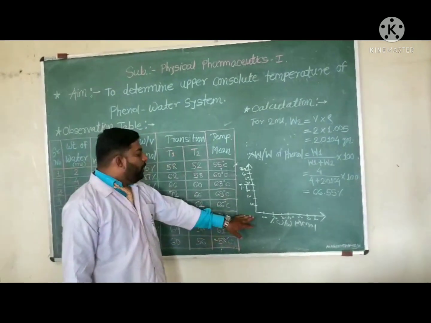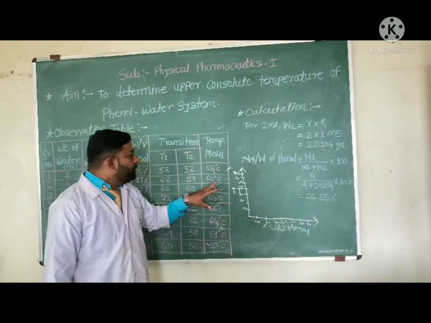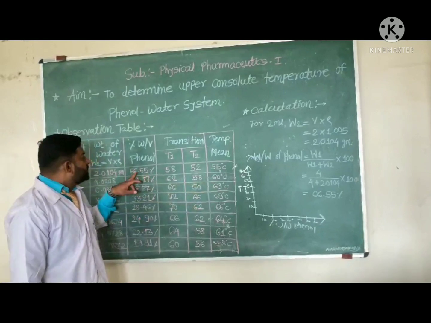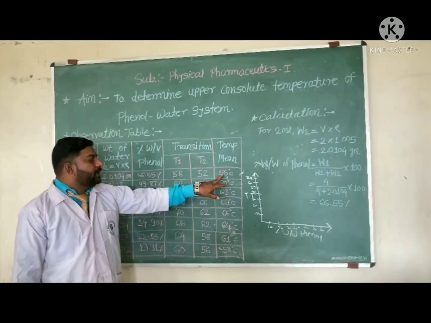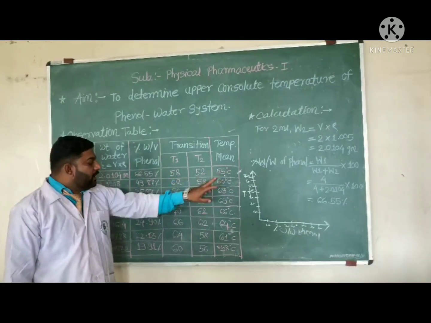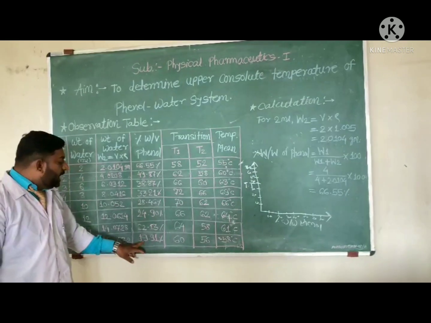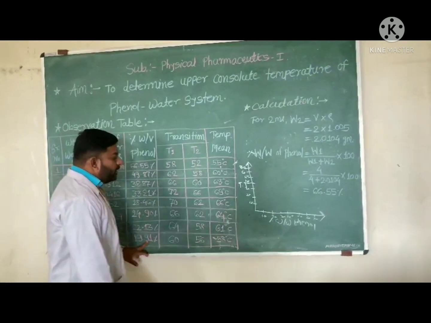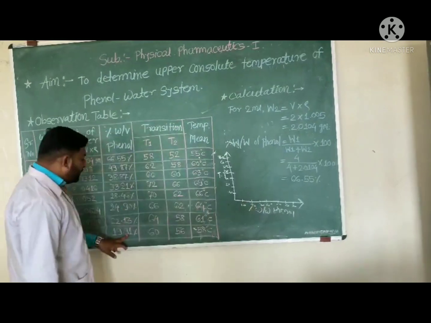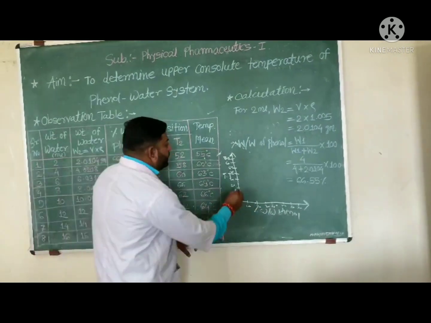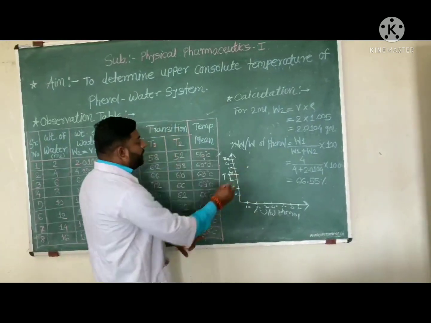After that we plot transition temperature versus percent weight by weight of phenol from the observation table. First, percent weight by weight of phenol is 66.55 and transition temperature is 55. We start from the downside. Percent weight by weight of phenol is 19.91, which becomes nearly 20. From this point the temperature is 58 degrees Celsius. Here is 50, here is 58. Then we plot this type of plot.